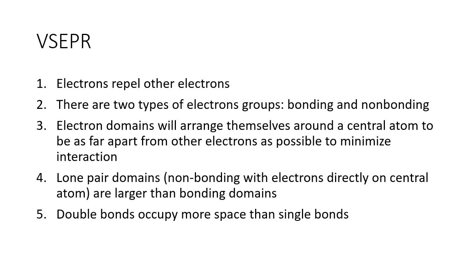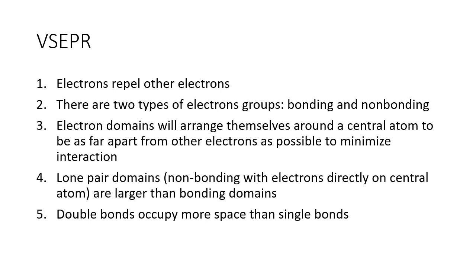Fifth, double bonds occupy more space than single bonds. There are 4 electrons in a double bond, and there are 2 involved in a single bond. As you would expect, 4 electrons will take up more space than 2 electrons, which is where this assumption comes from. So there you have it, the basic ideas, the assumptions that shape this theory.